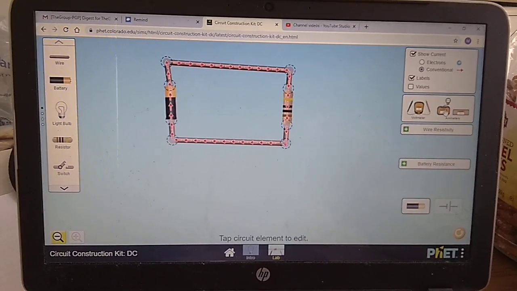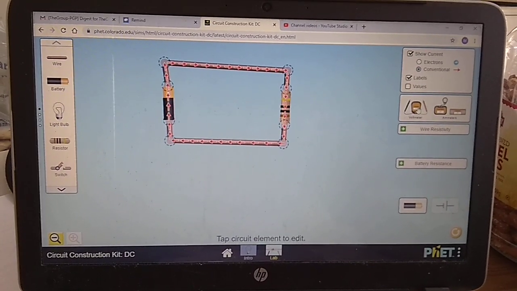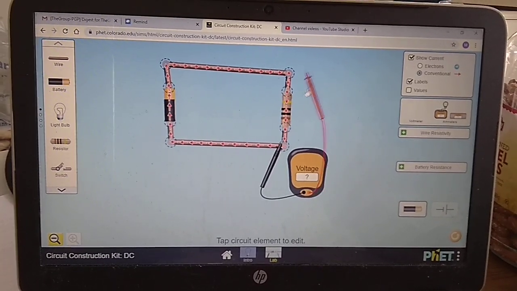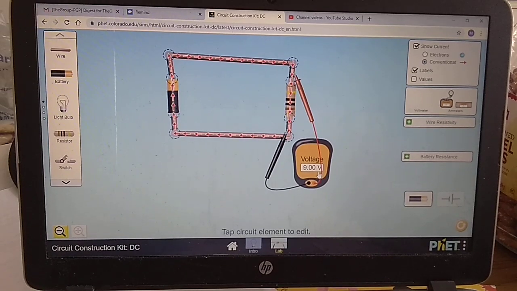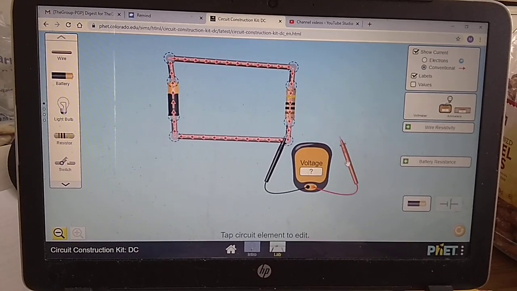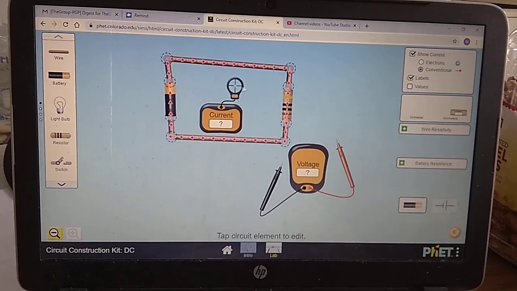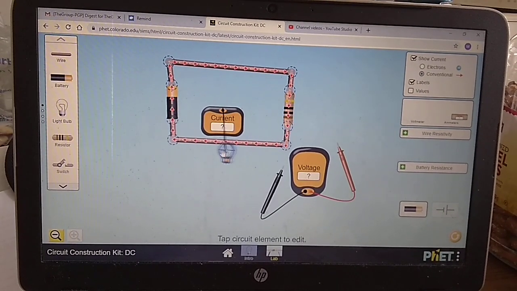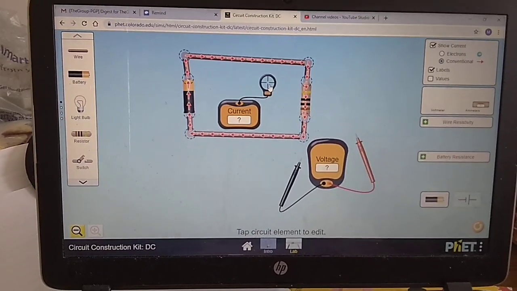Notice that I also have a voltmeter and an ammeter, so I can measure the voltage difference between two points and the current in the circuit. You can see that's a voltage difference of 9 volts. I connect the probes across like this. I can also measure the current by dragging this over. So now I can look at the current at any point in the circuit. There is another ammeter there, and I'll get into that in just a little bit.